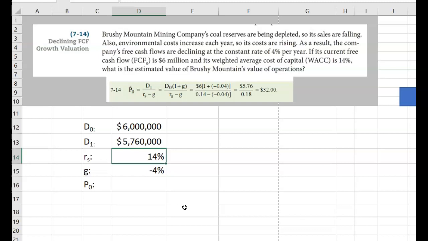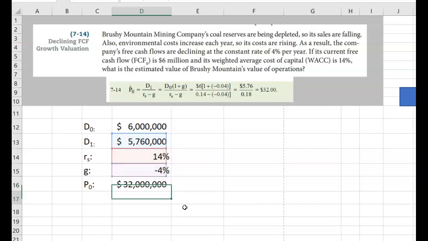Okay, so if we then take the D sub 1 above and divide it by parentheses, the R sub S, 14%, minus the growth rate, we should come up with the answer. And we get 32 million. Okay, and 32 million is the correct answer.